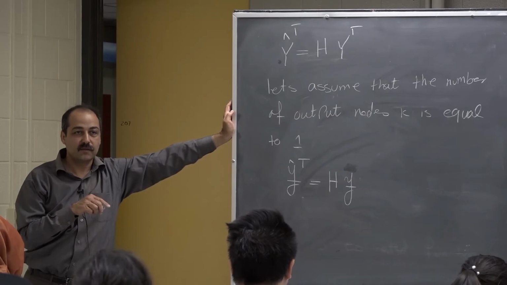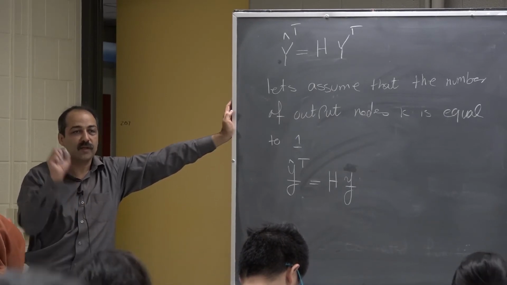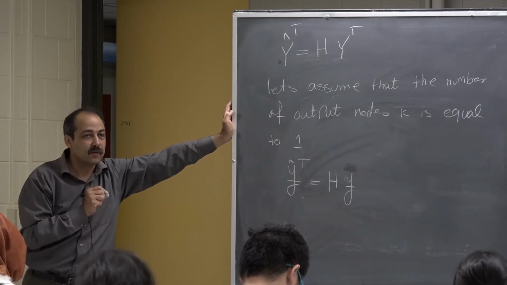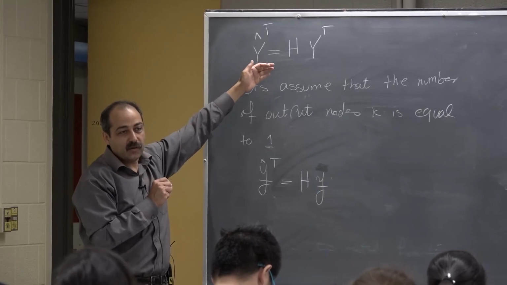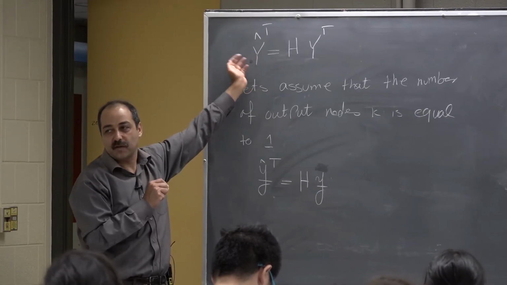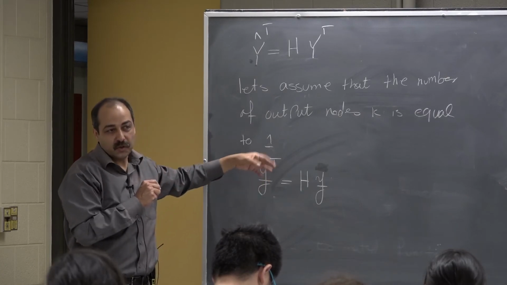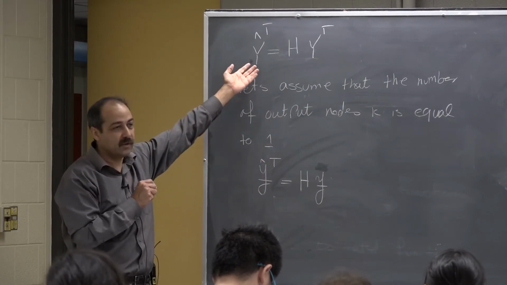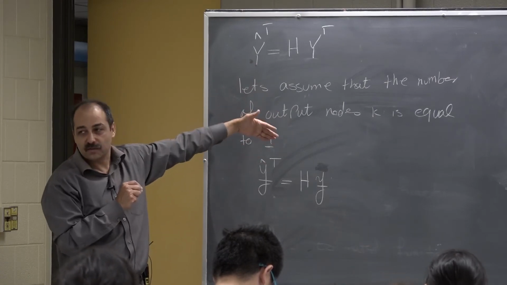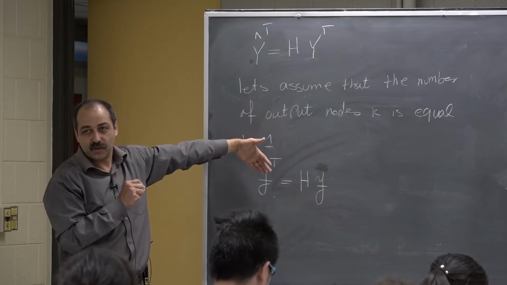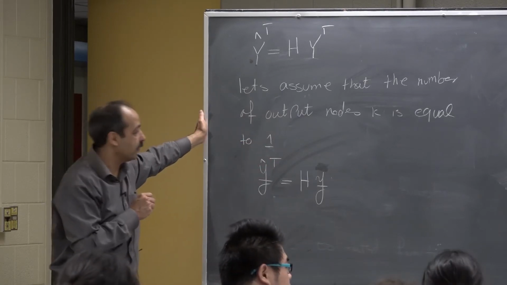Is that clear? I just assume that we have one single output. So this matrix, which was k by n originally, is now 1 by n. 1 by n is not a matrix, it's just a vector. I just changed my notation. You can still keep your notation, I just thought it's more clear to explicitly show that it's a vector, not a matrix. Okay.